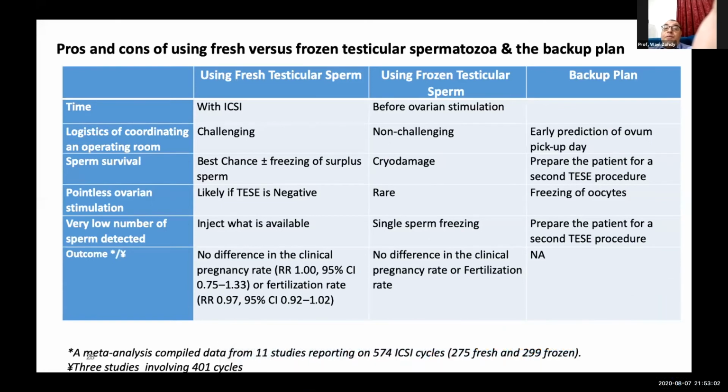Very low number of sperm cells could be retrieved. That's why if we are using fresh testicular sperm, we inject what is available, and we can, of course, freeze the remaining oocytes, or use a single sperm freezing if we are using a diagnostic and using a frozen testicular sperm. Regarding ICSI outcome, the frozen testicular sperm have a favorable outcome, and we don't have issues using them in ICSI. Next.